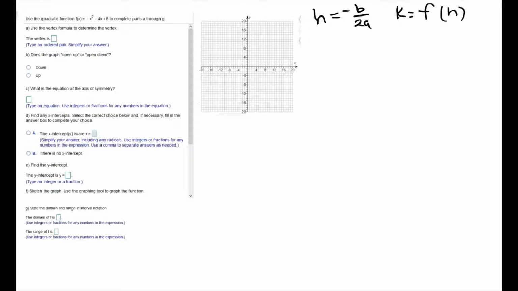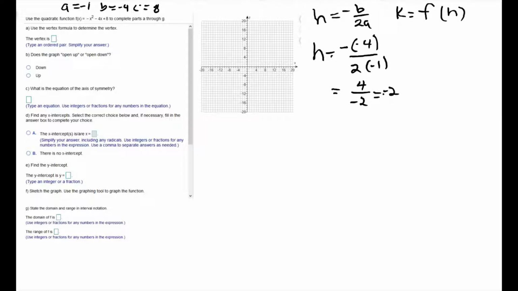So for the quadratic function that we have, a is the coefficient of the squared term, which is negative 1. B is the coefficient of the x term, which is negative 4. And c is 8. So to find the x-coordinate of the vertex, we're going to do negative negative 4 over 2 times negative 1. That simplifies to be positive 4 over negative 2, which is negative 2. So we've got our x-coordinate of the vertex.